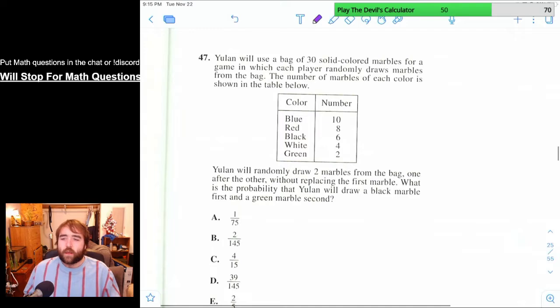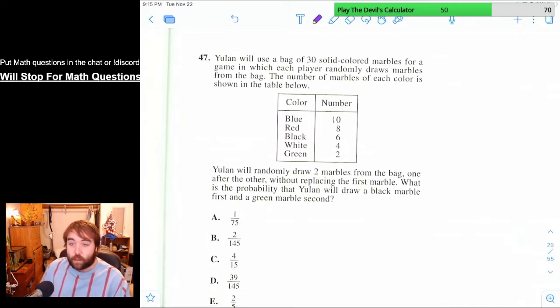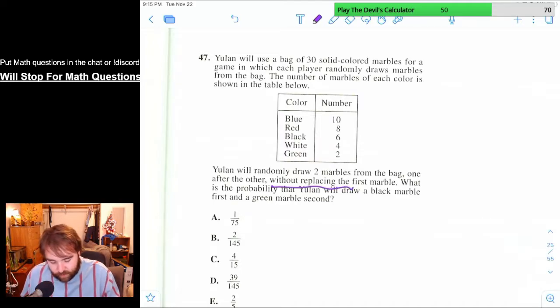So 47. Yulon will use a bag of 30 solid colored marbles for a game in which each player randomly draws marbles from the bag. The number of marbles of each color is shown below. Yulon will randomly draw 2 marbles from the bag, one after the other, without replacing the marble. What is the probability that he'll draw a black marble first and a green marble second?